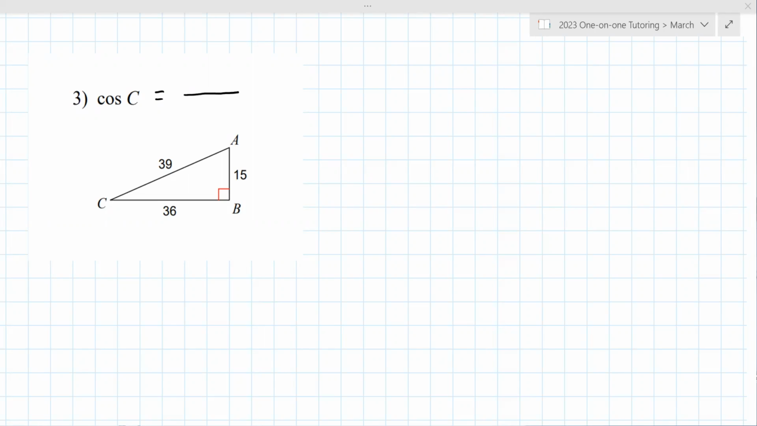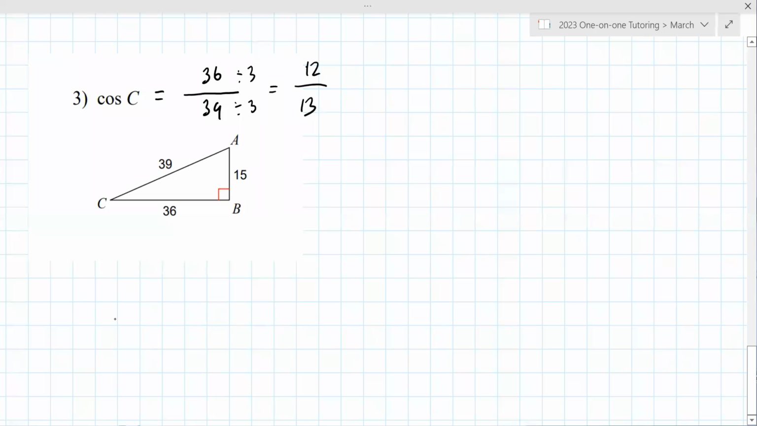Adjacent is 36/39. Very good. Now these are both divisible by 3. So I want you to divide both of these by 3. Twelve and 13. 12/13. Very good.